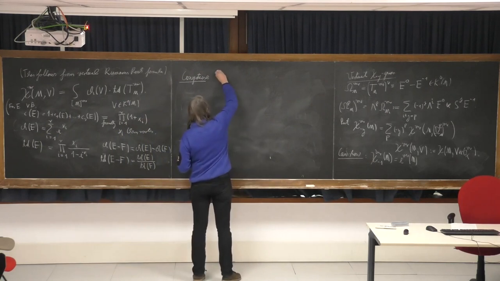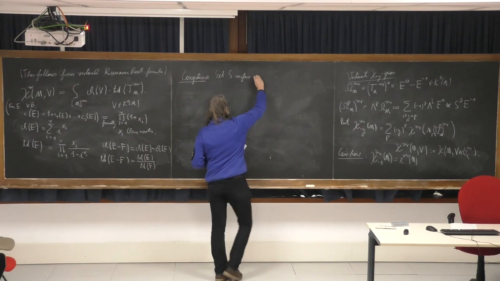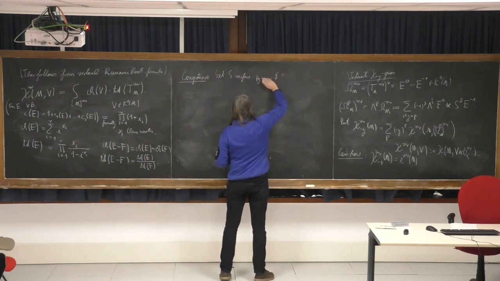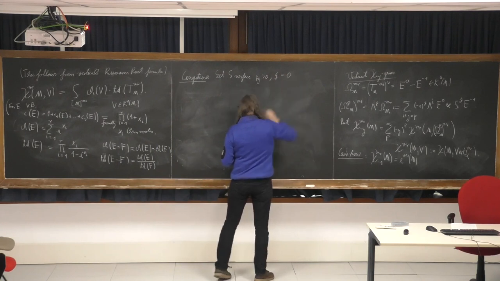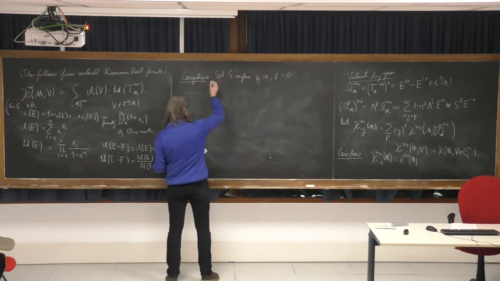So, again, this surface. And again, for this, we assume that there's an irreducible canonical divisor.